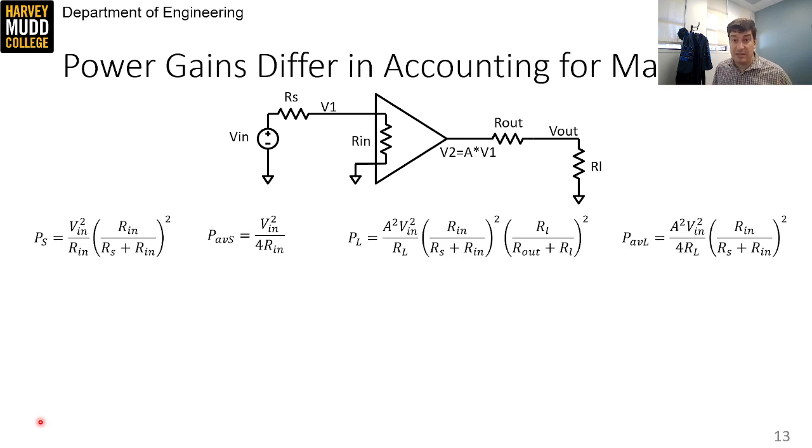Now that we have some interesting powers, which I've copied over from the last page, we can think about taking ratios of them to make gains. The first power gain is probably the most intuitive. Power into the load divided by power from the source, and that's called power gain, or GP, or sometimes operating power gain. The expression for this is easy to find by comparing the PL and PS expressions.